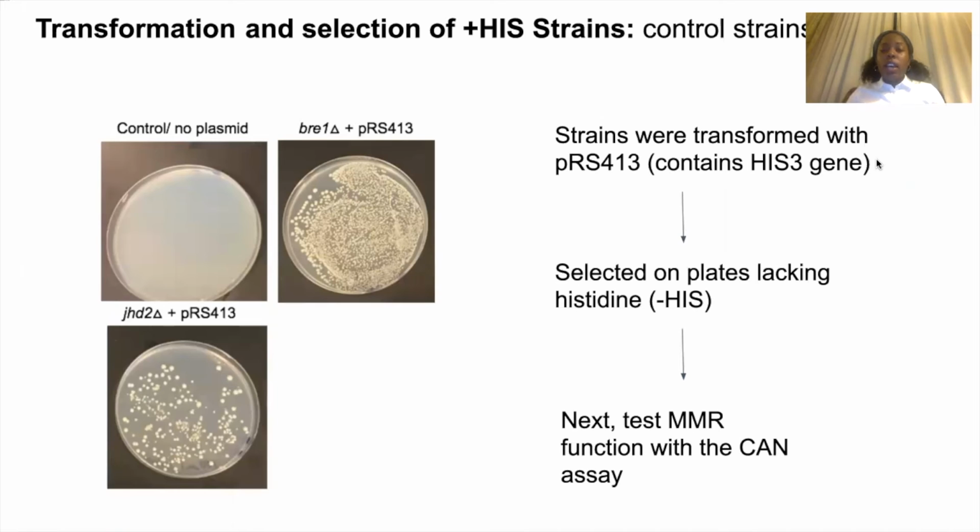Next, the strains were transformed with plasmid RS413, which contains the HIS3 gene. These strains were then selected on plates lacking histidine. And next, I will test MMR function with the CAN assay.